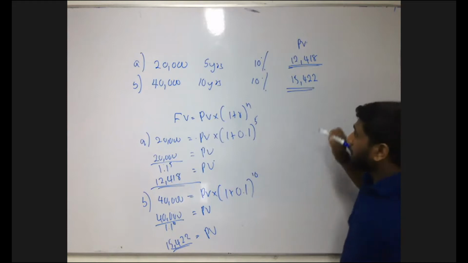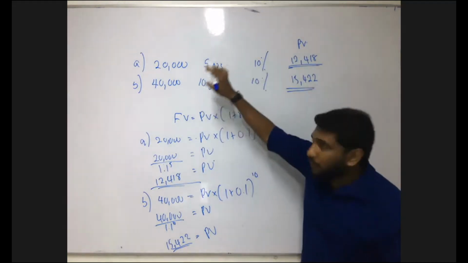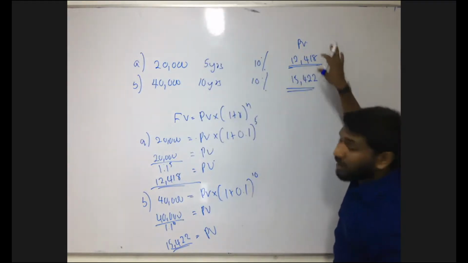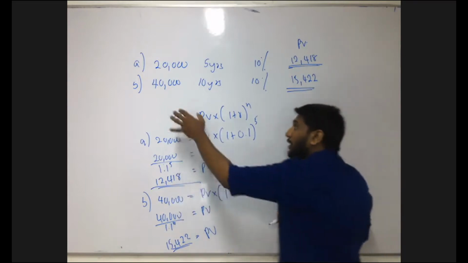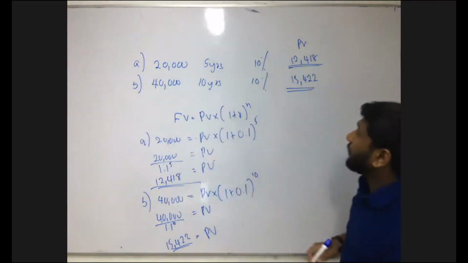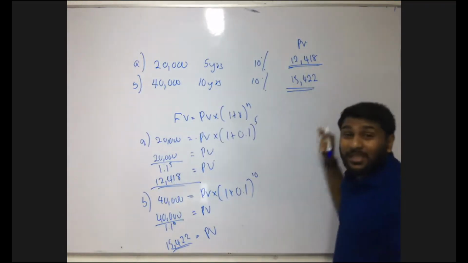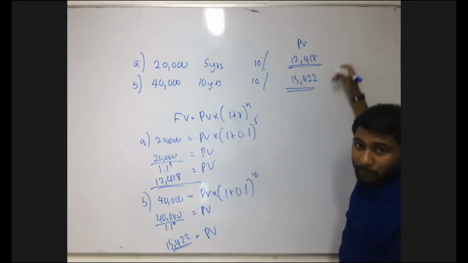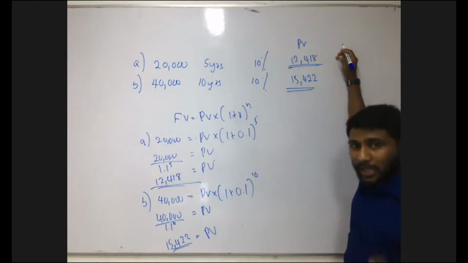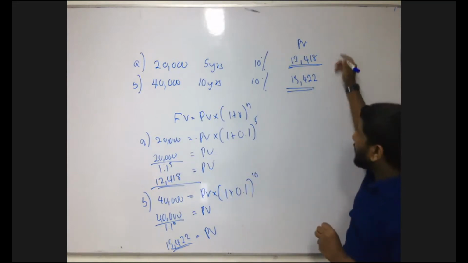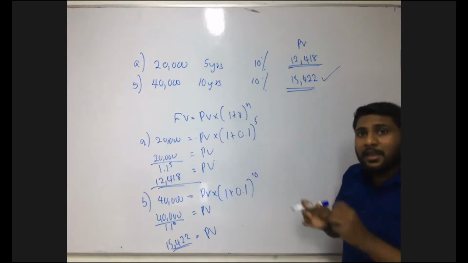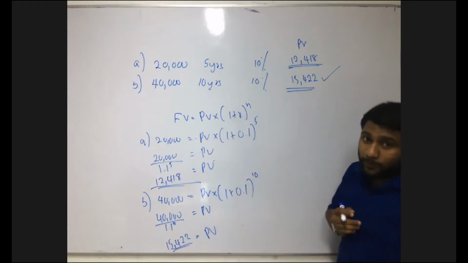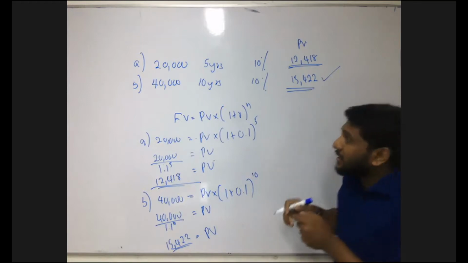Now, if you are getting 20,000 after 5 years, today's value of that 20,000 is 12,408. If you are getting 40,000 after 10 years, today's value of that 40,000 is 15,422. When you compare these two, you can understand that in today's value terms, the second option is better for me, because I will get a value of 15,422.